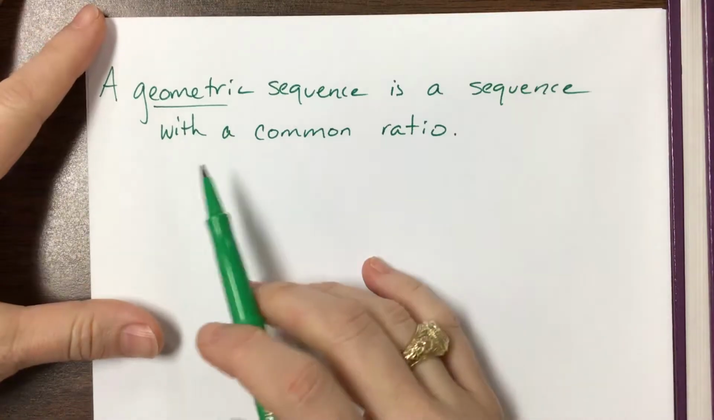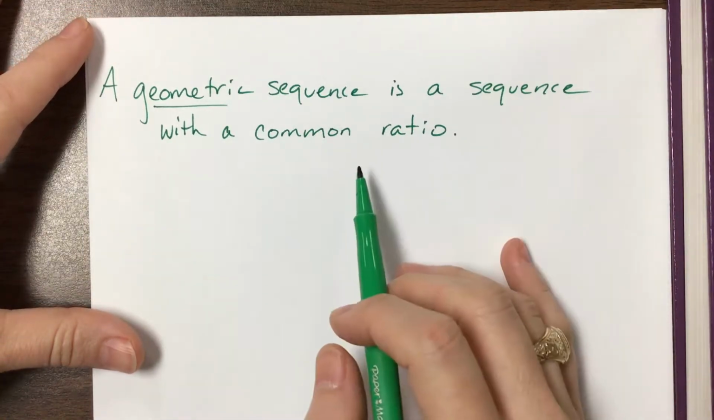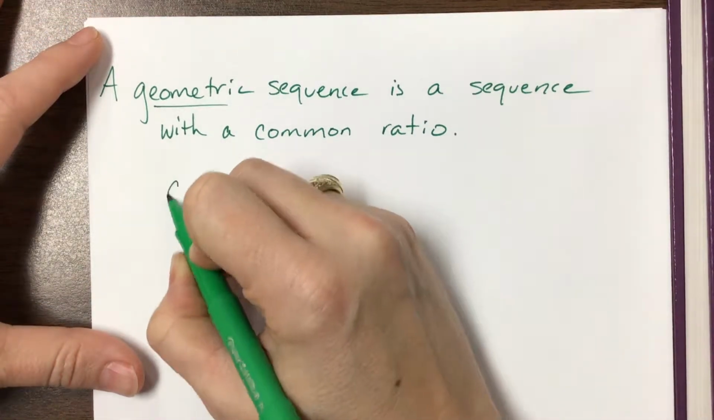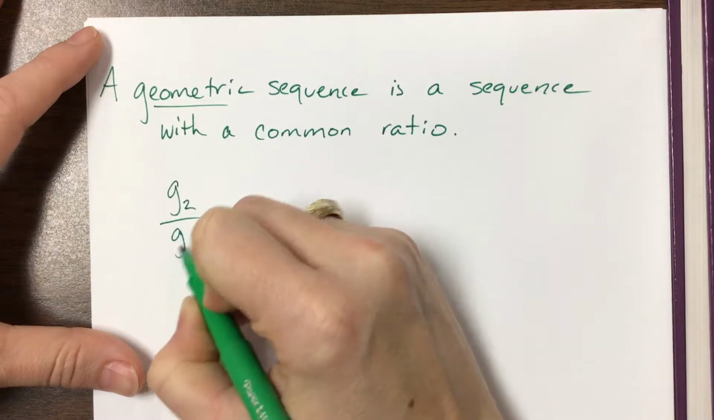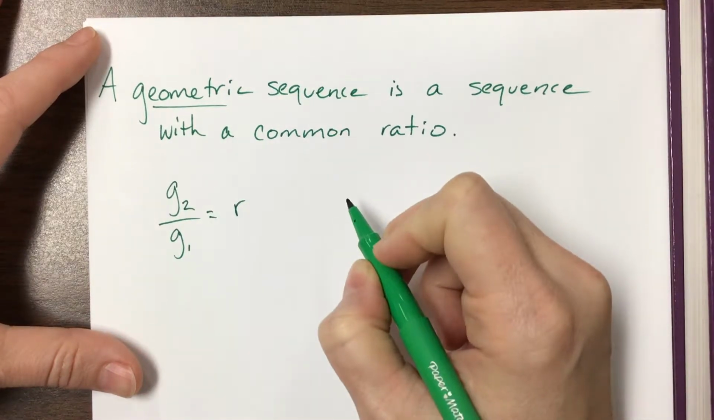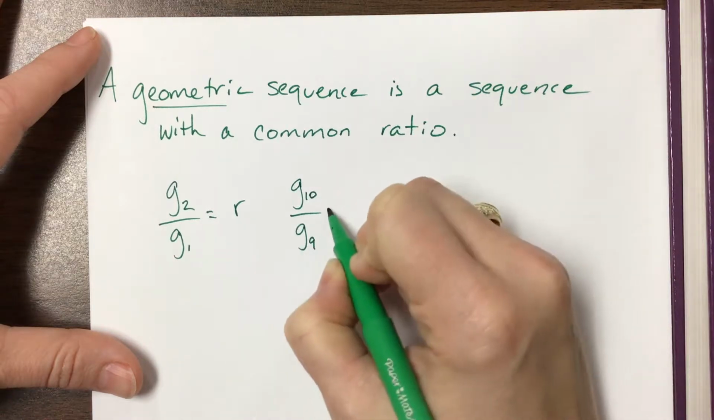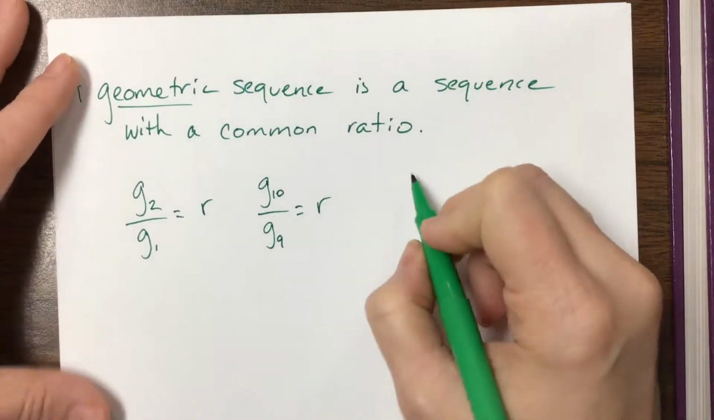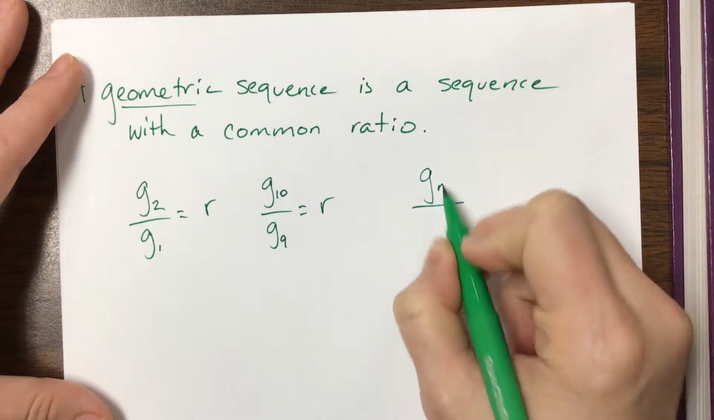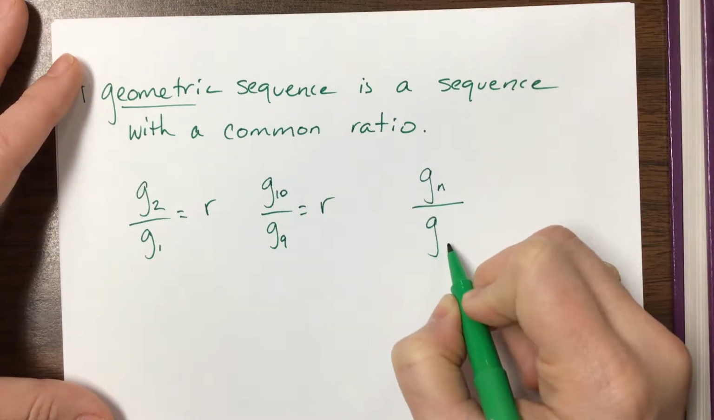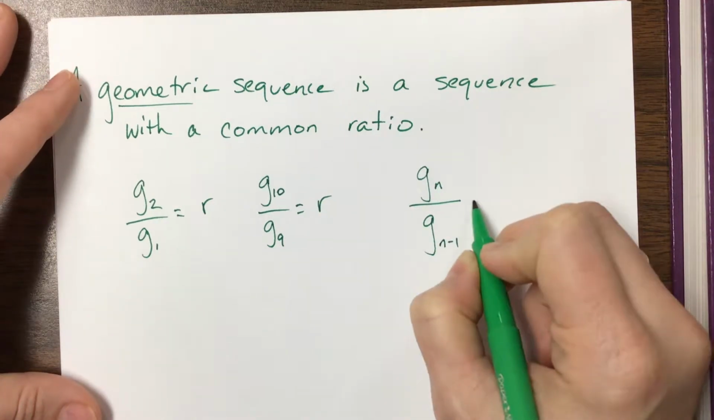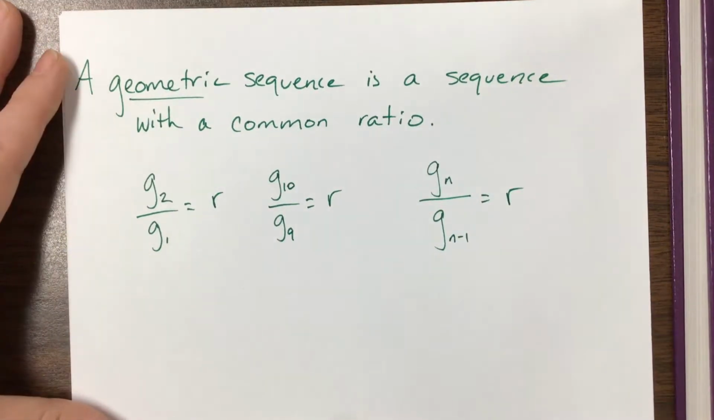Okay, so as we get started, a geometric sequence is a sequence with a common ratio. That means if I take the second term and divide it by the first term, I'd get r, my common ratio. Or if I take the 10th term and divide it by the term that came right before it, the 9th term, I'd get r. In general, the nth term divided by the term that came right before that, the (n minus 1)th term, always equals r.